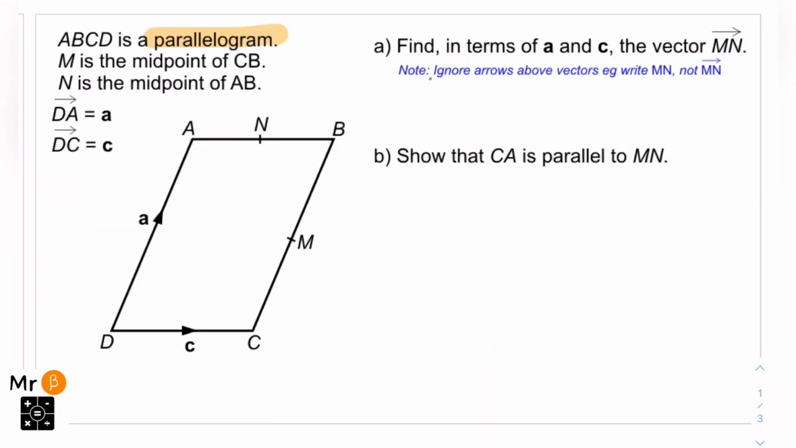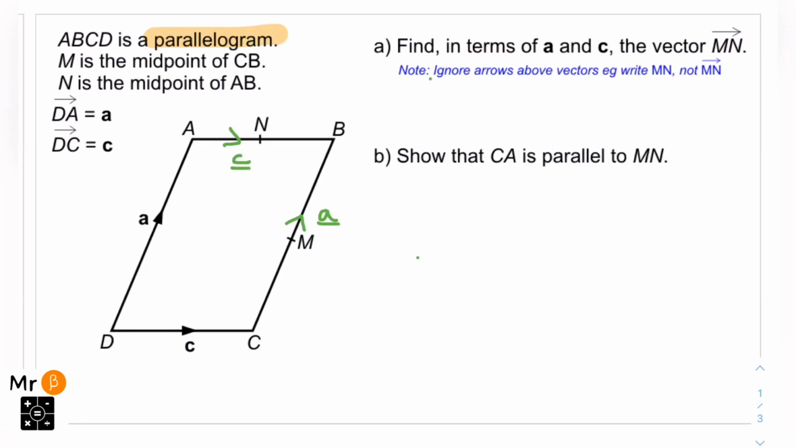So question 2 tells us that our shape ABCD is a parallelogram. That is key information that you do need, because it tells you that the opposite sides are equal in length and also parallel. That information allows you to fill in that this length here, this vector C to B, is identical to the vector DA. It also tells you that the vector A to B is identical to the vector D to C.